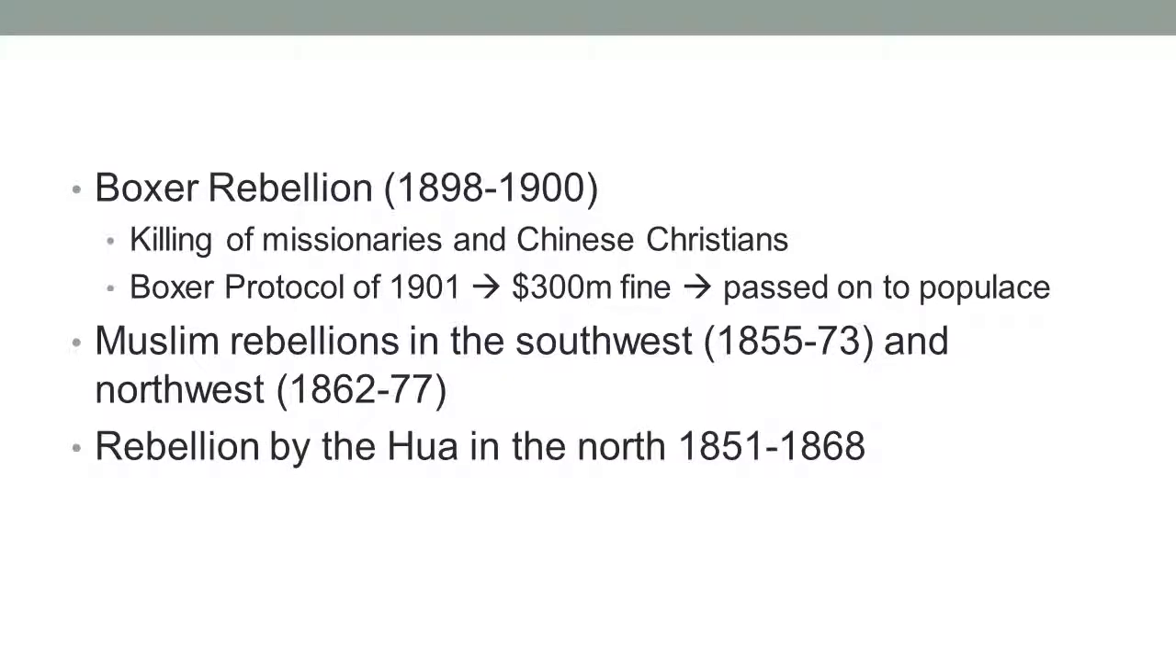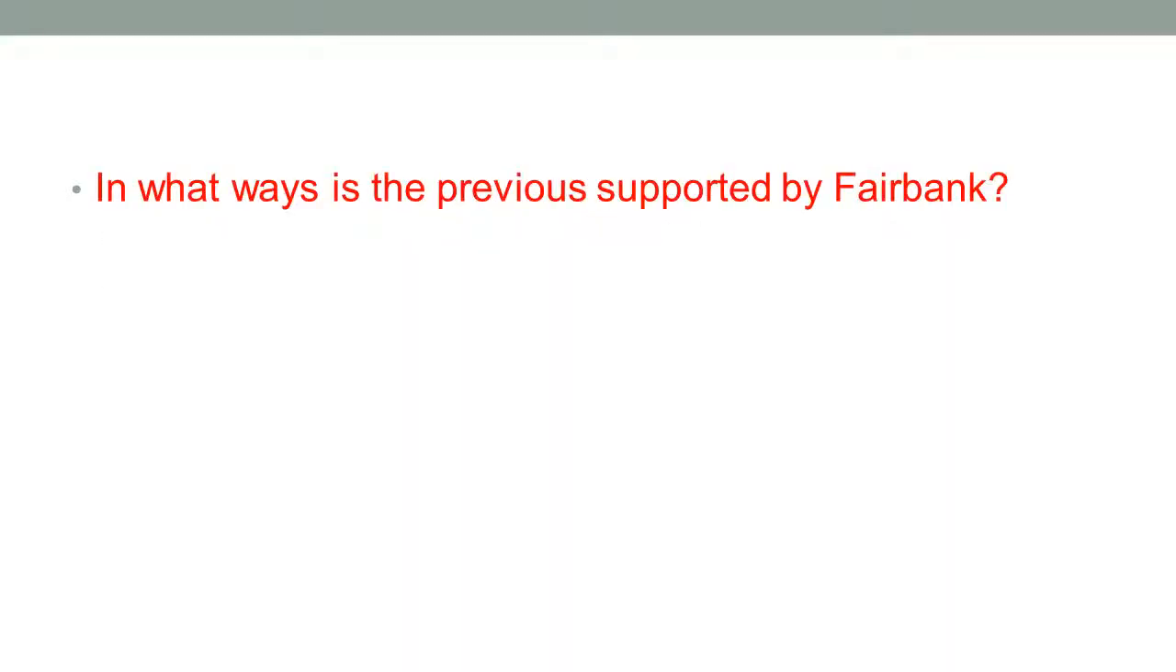You also have a rebellion by the Hui in the north, another ethnic group, and this is going to begin from famine. And so you see that there are religious issues, there's poverty, problems with food, and then of course this developing nationalism.